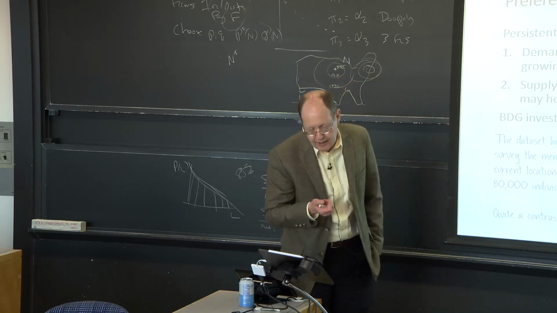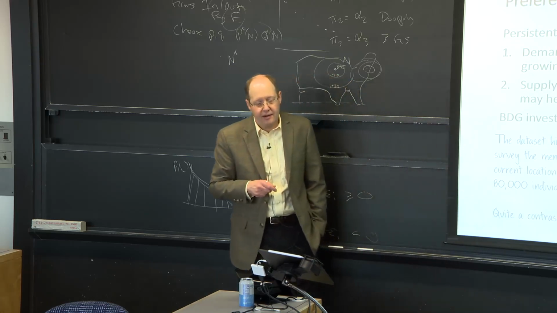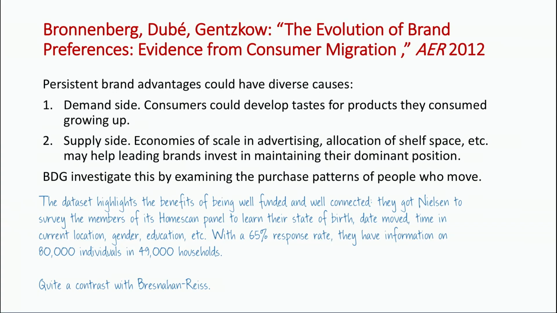Okay. So then the final paper I was going to cover today, Bronnerberg, Dubé, Jetskow. This is really digging into where do long-lived advantages come from. They draw two main distinctions, I think two main types of stories. One is what they'll call demand-side stories or preference-based stories.